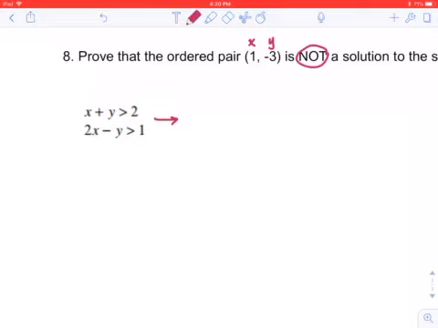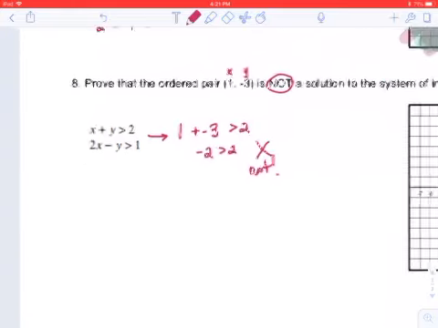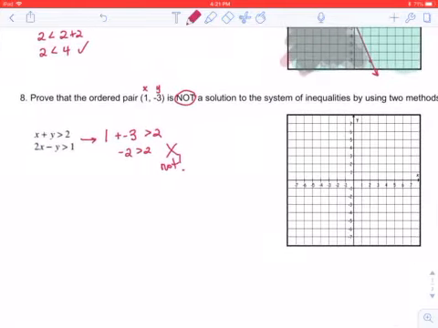So x plus y is supposed to be greater than 2. Well, 1 plus negative 3 is negative 2. That is not greater than 2. Right off the bat, honestly, I don't have to do any more. It doesn't work for the first inequality, so it doesn't matter. It could work for the second one, and that'd be cool, but it doesn't matter because it doesn't work for the first one. So really my work is a little bit quicker there than I anticipated.